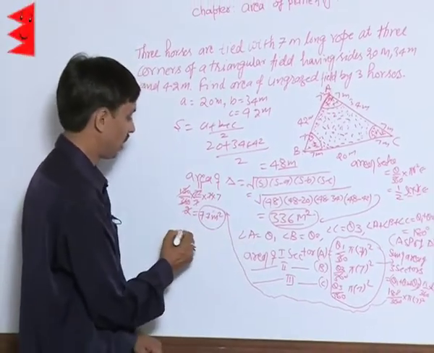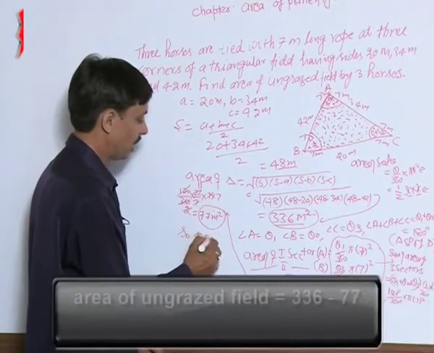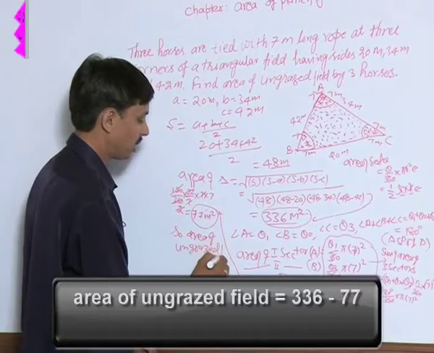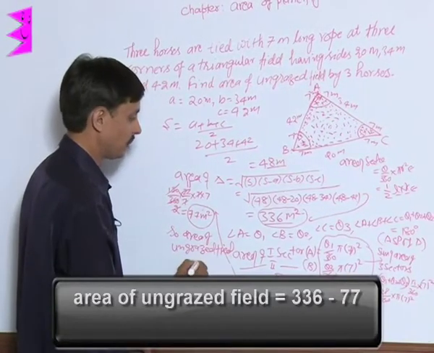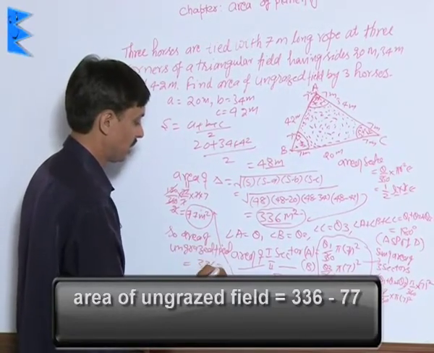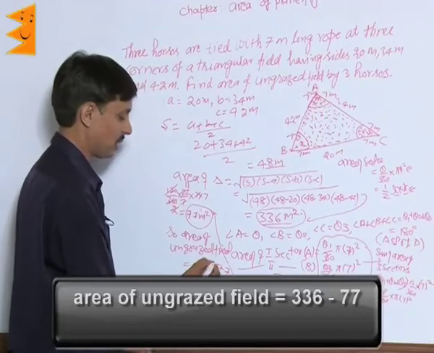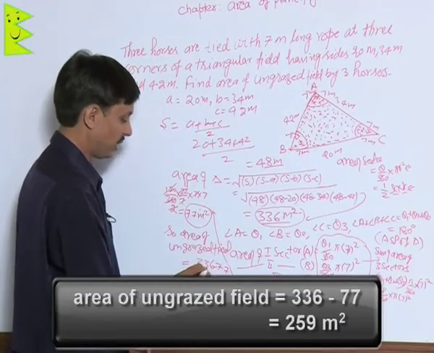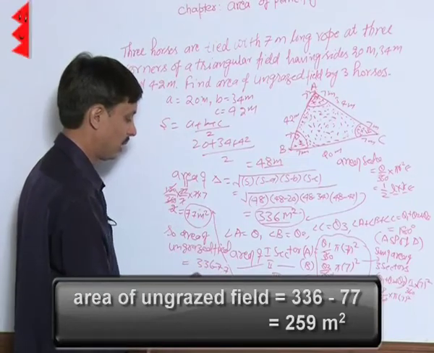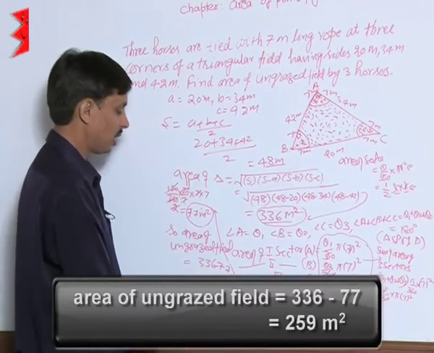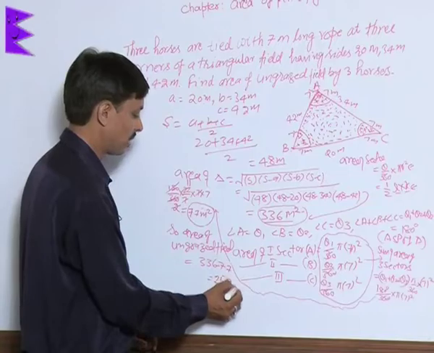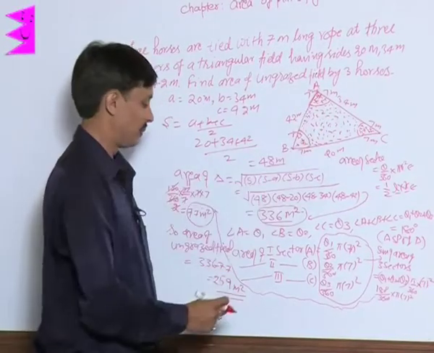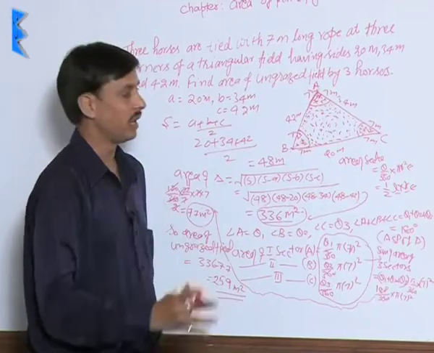So the area of the ungrazed region, the area of ungrazed field, is 336 minus 77. So 16 minus 7 is what? You can say it is 9. Then 12 minus 7 is what? 5. And this is 259. So 259 meter square is the area of that part of this triangular field which cannot be grazed by the 3 horses.